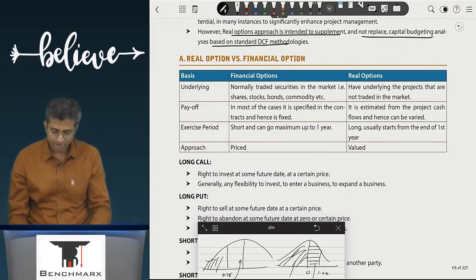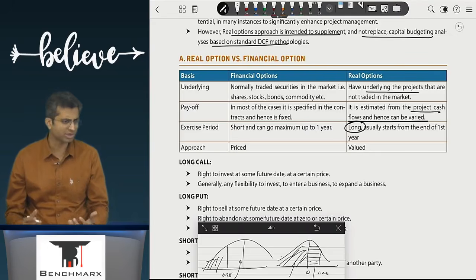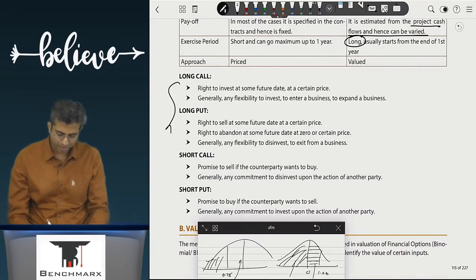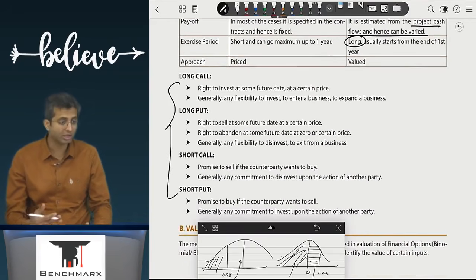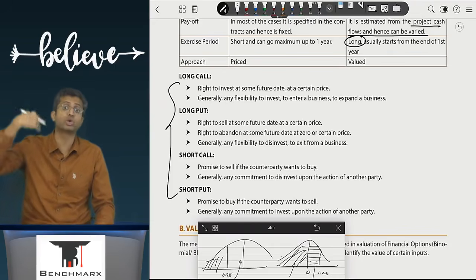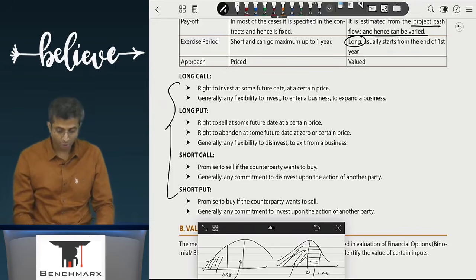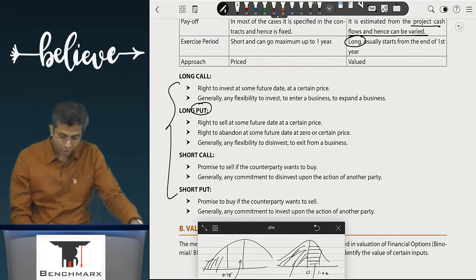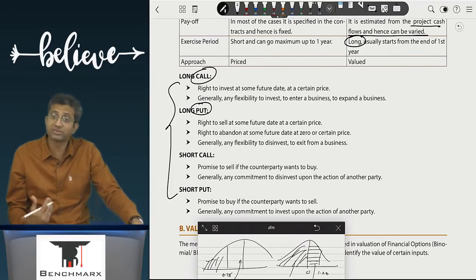So real options versus financial options, well, real options have underlying as the projects. Payoff is estimated from project cash flows and hence can be varied. Exercise period is fairly long in case of real options. So this is just theory in case it comes up. So there are various real options that you might have. Long call, that is a right to enter into the project at a later date, whereas long put is a right to exit the project at a later date. So as a project holder, these are the rights that you will value.